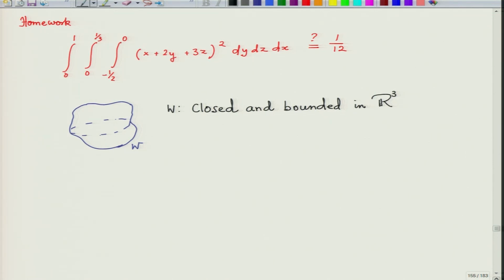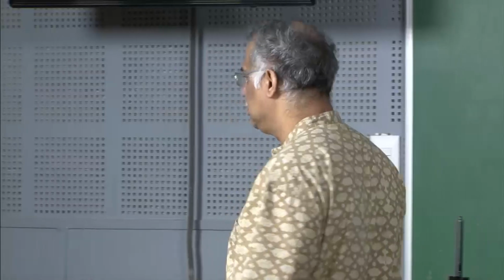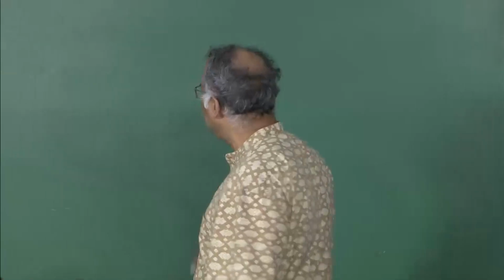How do you define the integral? Suppose you are given a function f from W to R. How would you attach meaning to this integral? The idea we have learned in the case of the double integral, the same idea can be taken up. So what is the idea? The idea is that you form a new function.